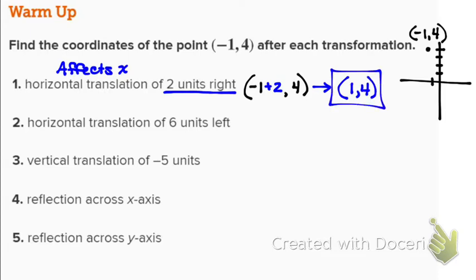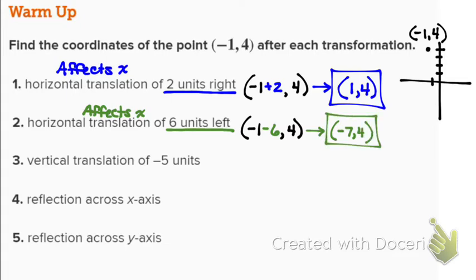What about if we move 6 units left? Is that going to affect the x or the y? The x. Anytime we have a horizontal translation, it is going to affect the x. We're going back to that original point, -1, 4. If I'm going to the left, would that be the same as adding or subtracting? Subtracting. So I have -1 minus 6, since I'm moving to the left, 6. -7, 4.